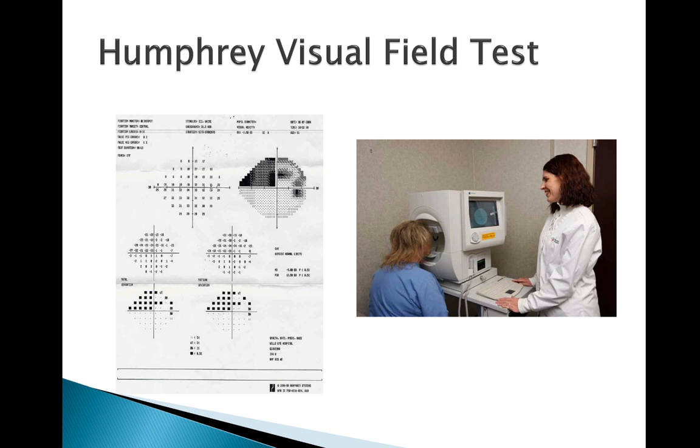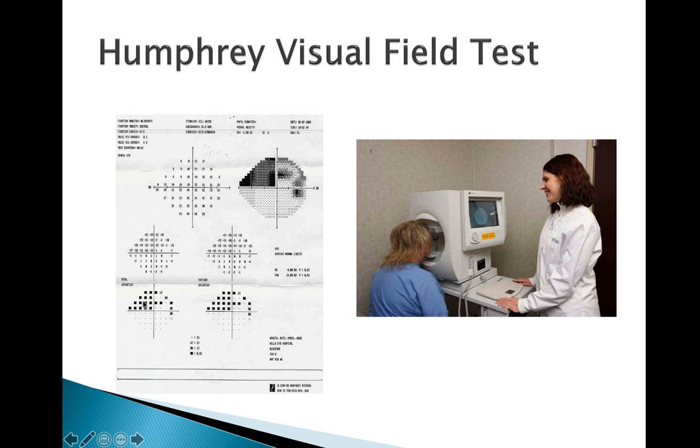And they can do what's called a Humphrey visual fields test. The patient puts their face into this machine and there are blinking lights, and the person is supposed to push a button every time they see a blinking light. And if they miss the blinking light, the machine will note where they're missing the blinking light.